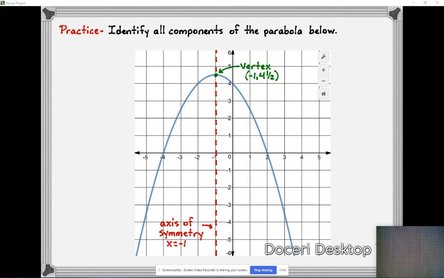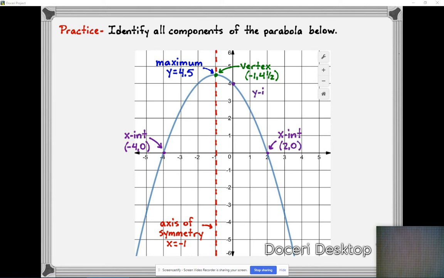Again, x equals, okay? For the maximum or the minimum, you can see that we have a maximum. We have a high point here. So that is the maximum. The maximum is y equals 4.5. Notice again that the x value of the axis of symmetry and the y value of the maximum are the values of the vertex, -1, 4.5. All right, the next thing is the x-intercepts. The parabola crosses the x-axis at -4, 0 and 2, 0.